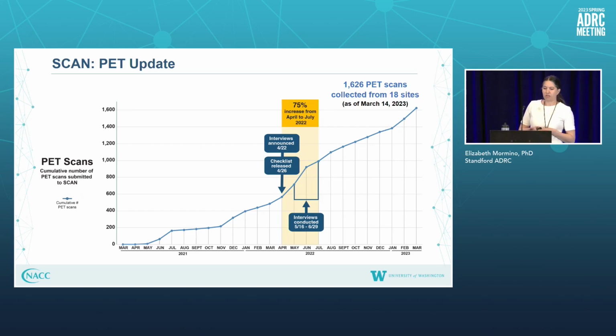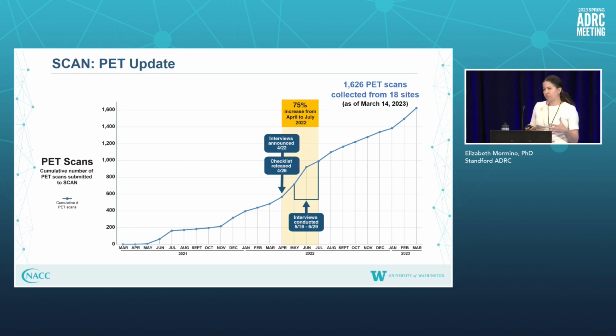This plot is showing on the y-axis the number of standardized PET scans that have been given to SCAN from the individual sites. Time is on the x-axis. As we know, we started giving this data in 2021, and at first it was very slow. It was kind of a slow slope of data contributions. One thing that NACC did for us is they developed these checklists to help us understand what you actually have to do, what sort of certifications and qualifications you have to go through, and how you actually upload the data. So they developed that for us.